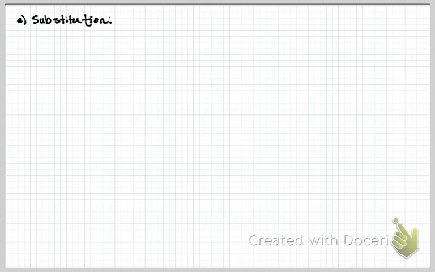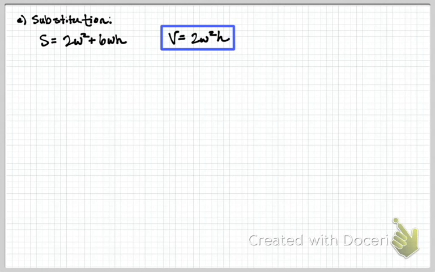All right, so we know that our surface area equation is 2W squared plus 6WH. And then I also know that my volume equation is 2W squared times H. Luis, the information we hadn't used yet was what? All right, let's go ahead and write that in. Volume is equal to 4,500.